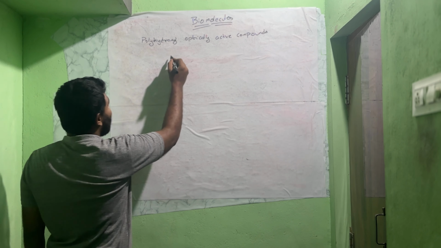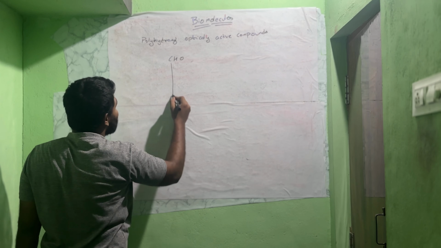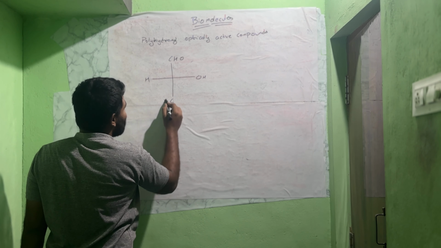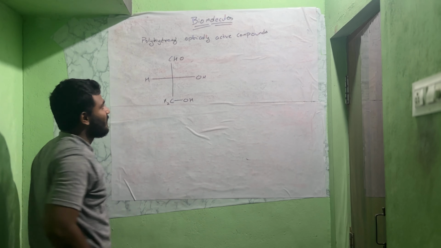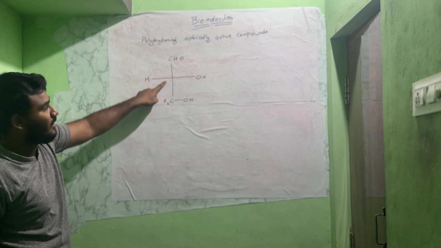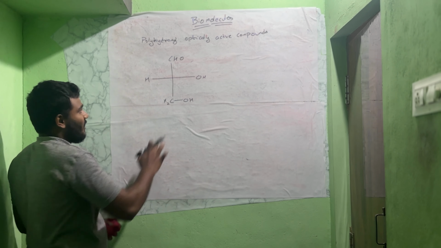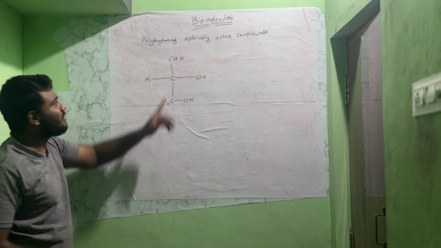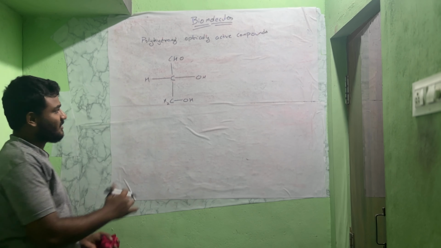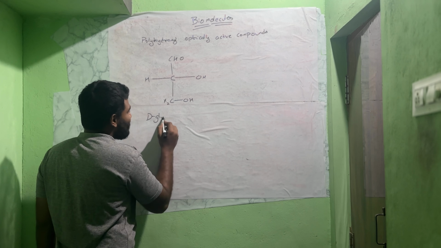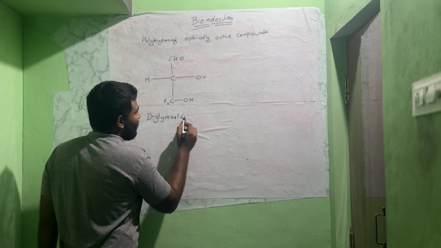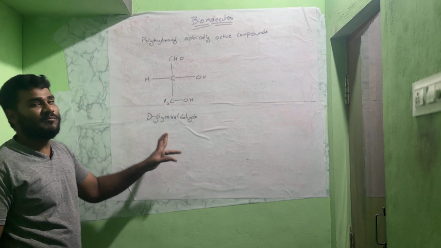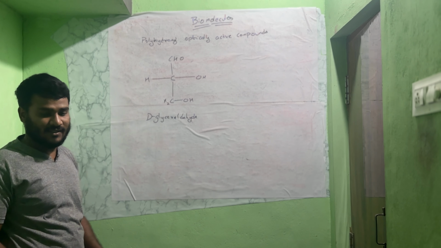For example, I will write down one example: CHO, H, OH, CH2OH. This dot indicates carbon, friends. Remember, this dot indicates carbon. For your convenience, this time I will write like this: CHO, COH, HOH and CH2OH. This is D-glyceraldehyde. There are two forms, D form and L form. What is D form, what is L form, we will discuss in further classes.